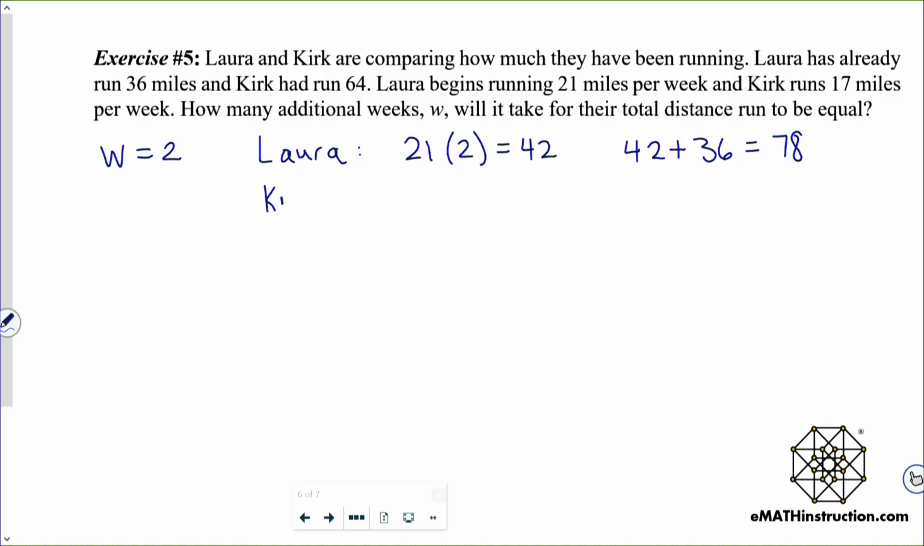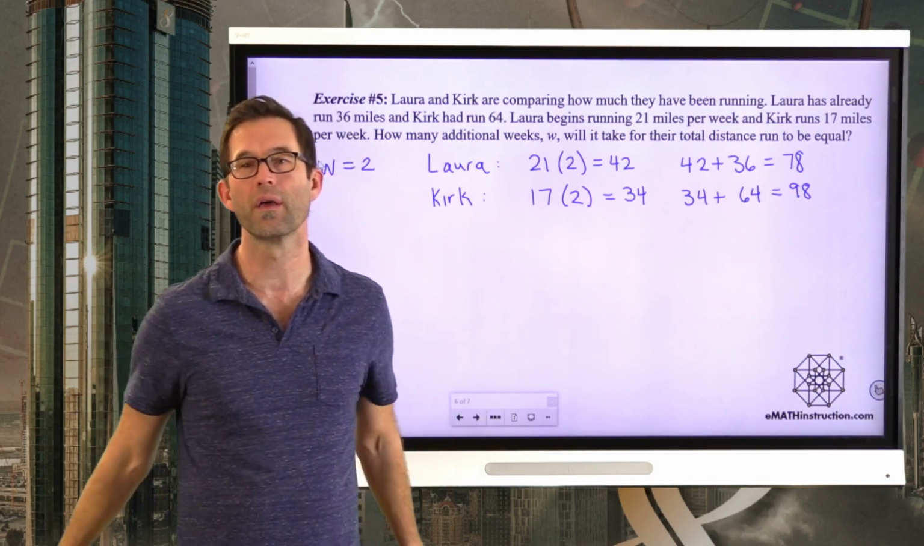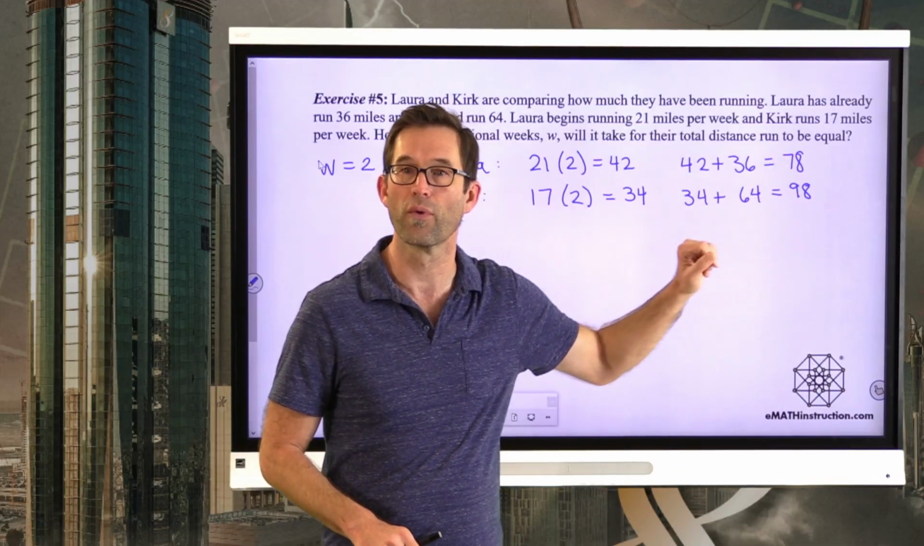On the other hand, after 2 weeks, Kirk would have run 17 miles a week times 2, which would be 34. And then we would take that 34 and add it to however many he had started at, which was 64, and we'd get 98 miles. So if we were saying, after 2 weeks of running, how would they compare? Laura would have run 78 miles, Kirk would have run 98.